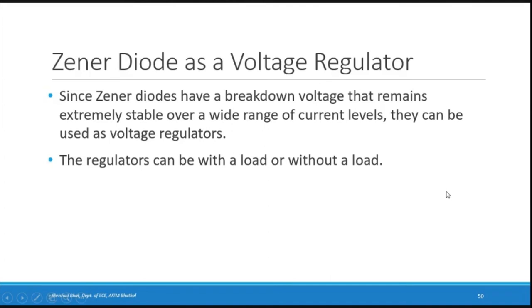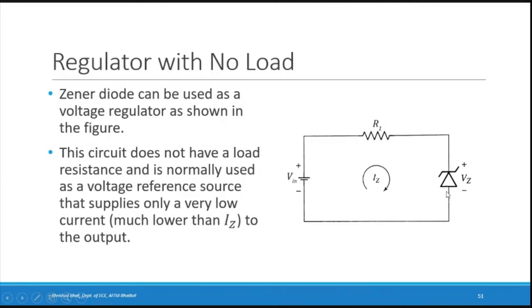Now when you use Zener diodes as voltage regulators, there are two kinds of circuits: one is a regulator with a load and the other is a regulator without a load. That means you can connect the load in parallel with the Zener diode, or otherwise you can just use the Zener diode and extract the voltage reference directly from it. We will see them one by one. First, we will see the regulator with no load.